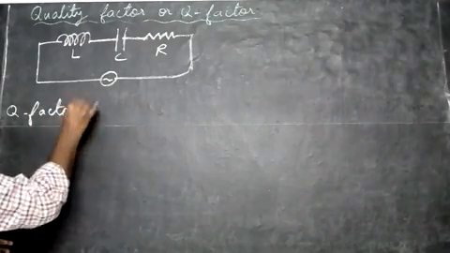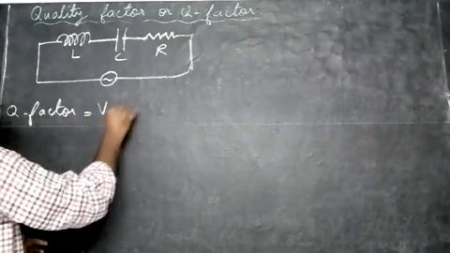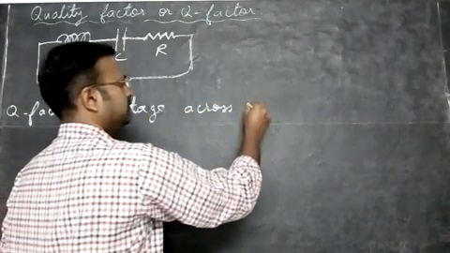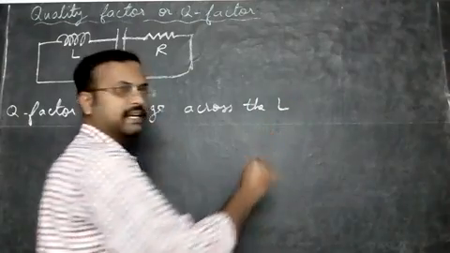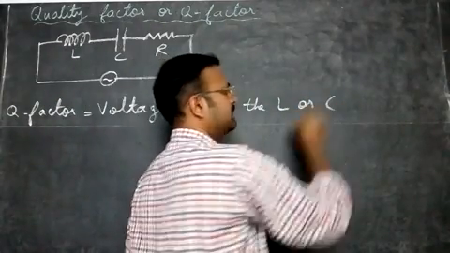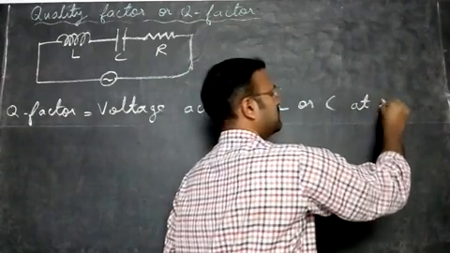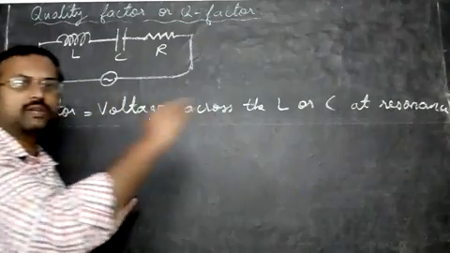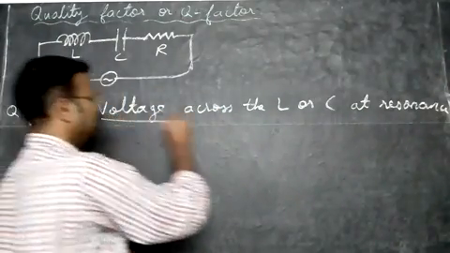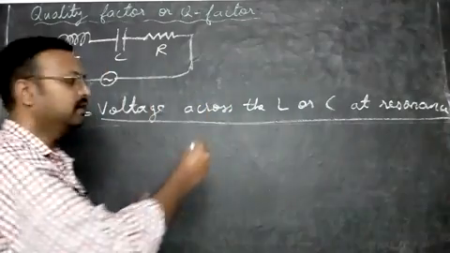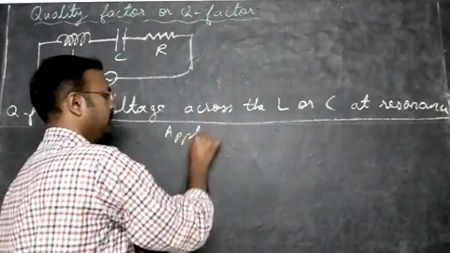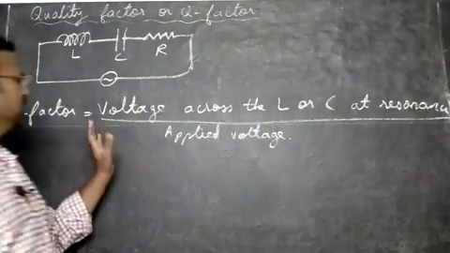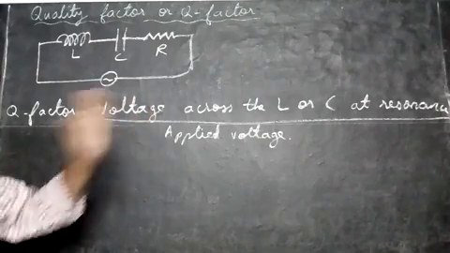The Q factor is equal to the voltage across the inductor L or capacitor C at resonance. What is meant by resonance? The input frequency is equal to the natural frequency of the circuit in this case, divided by the applied voltage. So let us now see the voltage across the inductor or capacitor at resonance.